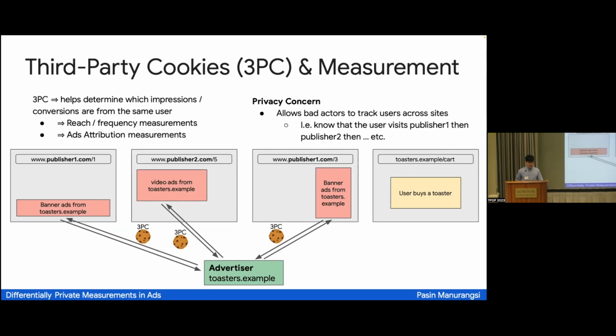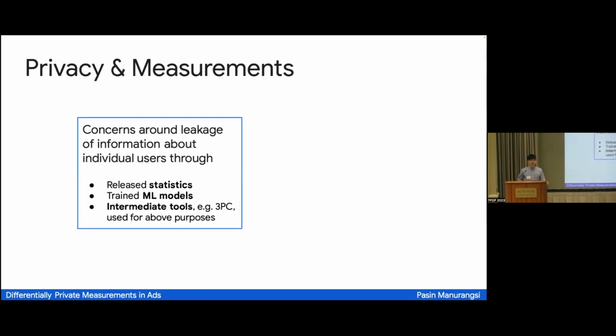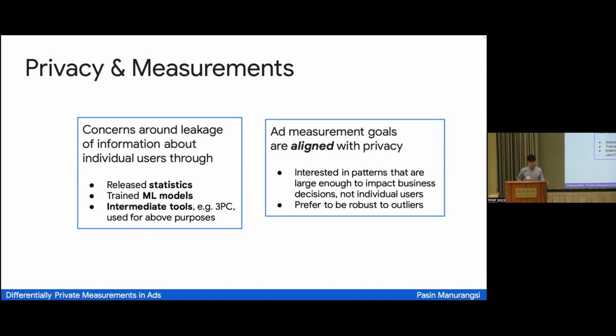And before I continue with this, I want to quickly mention that this third-party cookie is just an intermediate tool that the advertisers or publisher are using to do ad measurements. It's not the end goal, right? The end goal of the publisher or advertiser is still to try to optimize their ads, to try to make business decisions based on these measurements. And this end goal, this business decision, you want to make it so that it's still pretty robust to outliers, right? It shouldn't change arbitrarily if some single user makes some arbitrary decision.